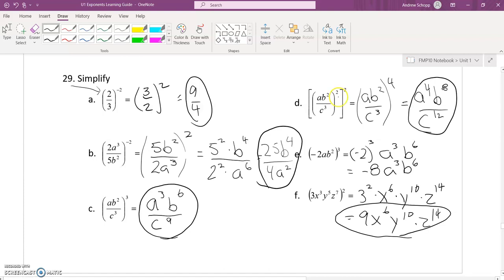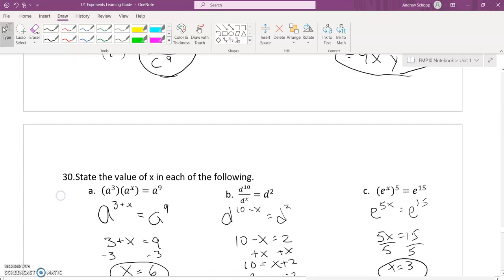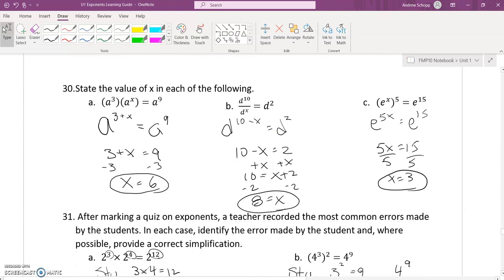And for D over here, I had this expression inside the round brackets, raised to the power of 2 and raised to the power of 2 again. So I combined those two by multiplying them together first to get the 4, and then I had to raise each factor inside the brackets to the power of 4. So that's 29.